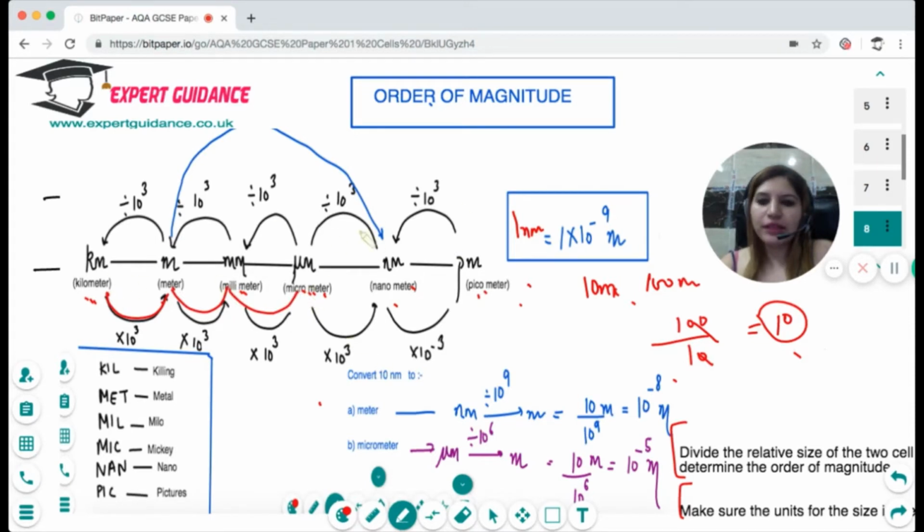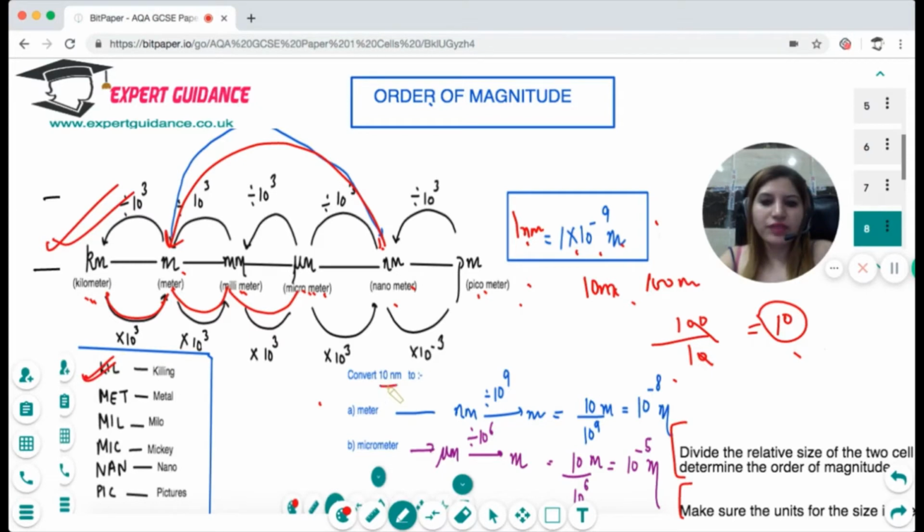So for example, if you need to convert nanometer into meter, so you're going from here to here. So you will divide it by 10 to the power 9. Okay, so 1 nanometer is 1 times 10 power minus 9 meters. So you can remember this table, and this is a mnemonic to remember it.